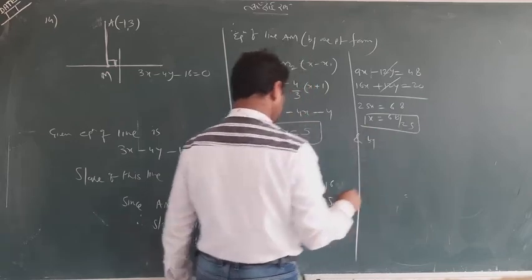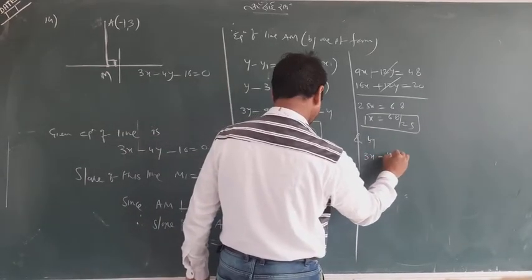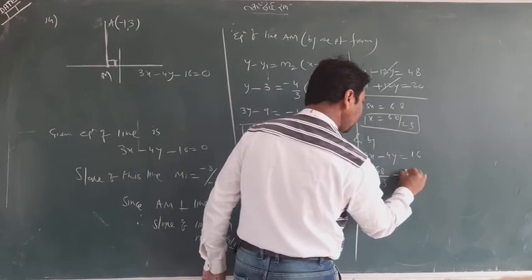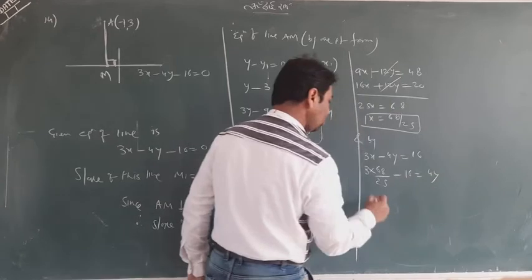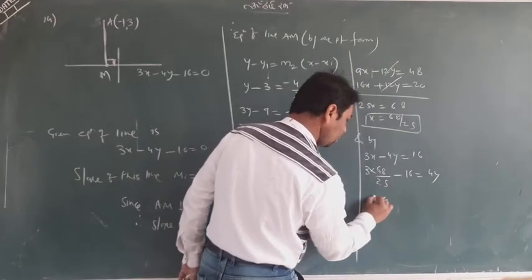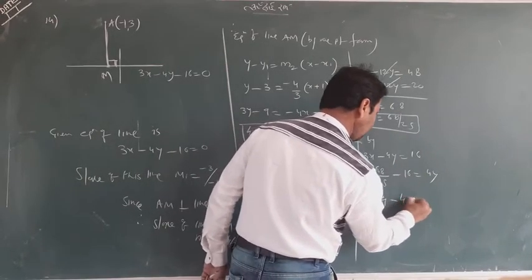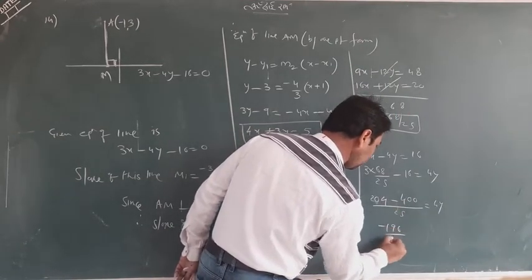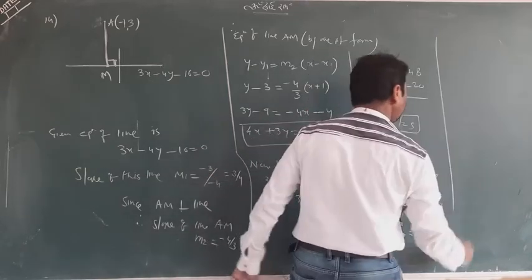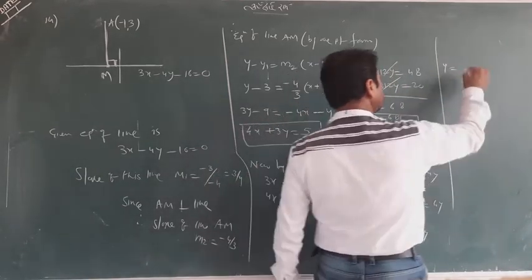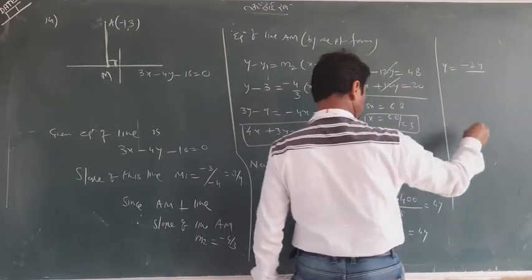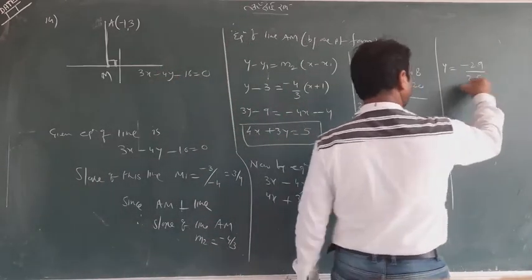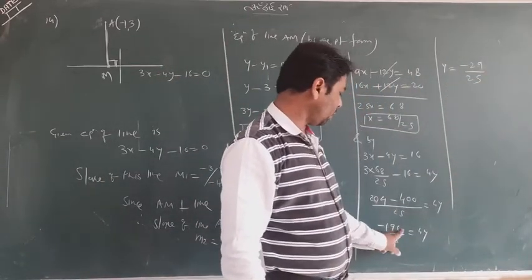And by 1, any equation you can choose. Suppose I am choosing this equation. I will put x equal to 68 upon 25 minus 16 equal to 4y. So this is going to be, after taking LCM, 400 upon 25 is equal to 4y. These two will be minus 196 upon 25 is equal to 4y. So y will be its cancellation. We have a 24 upon 25. After cancelling 4 by 4, 4 times 4 is 16 and 4 times 9 is 36.